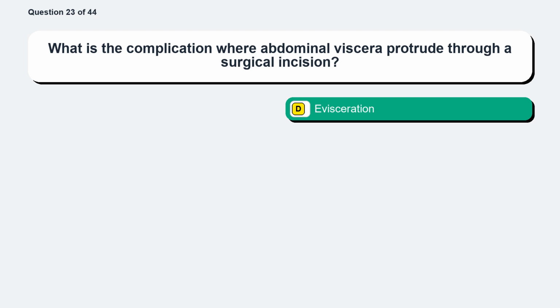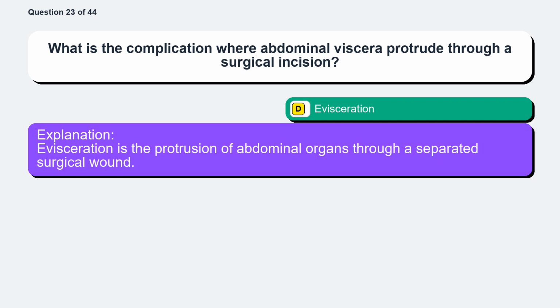The correct answer is option D, evisceration. Evisceration is the protrusion of abdominal organs through a separated surgical wound.